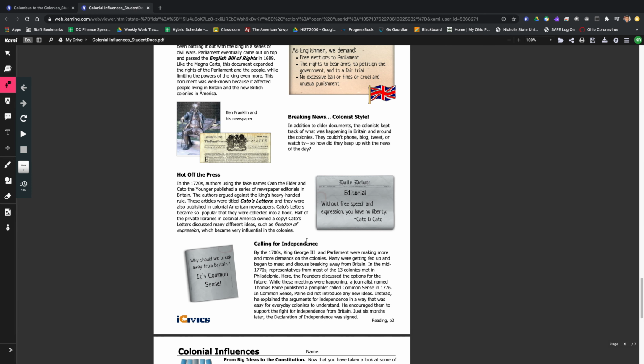Now, if you are a remote learner, this is not required, but it is something that I would highly suggest that you do. This will be a great learning activity for you to learn about the ideas and the principles that are embedded in your Constitution, the document that spells out and protects your rights as an American citizen.